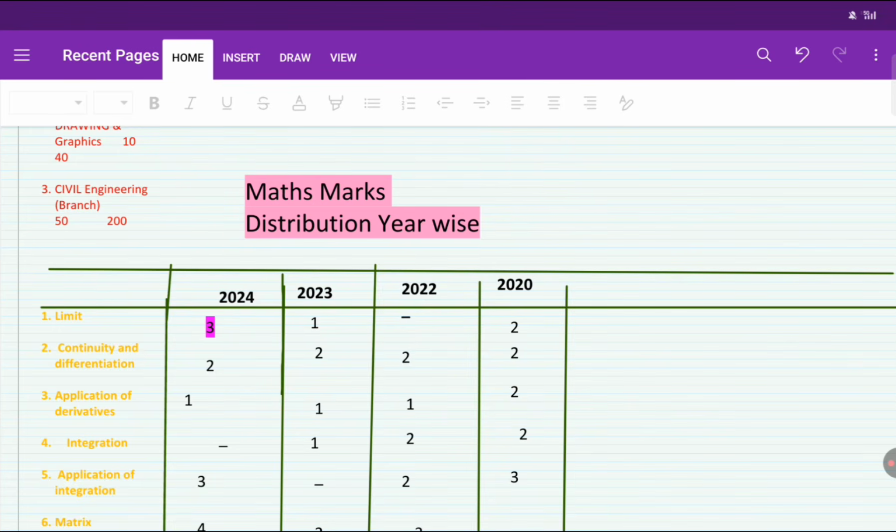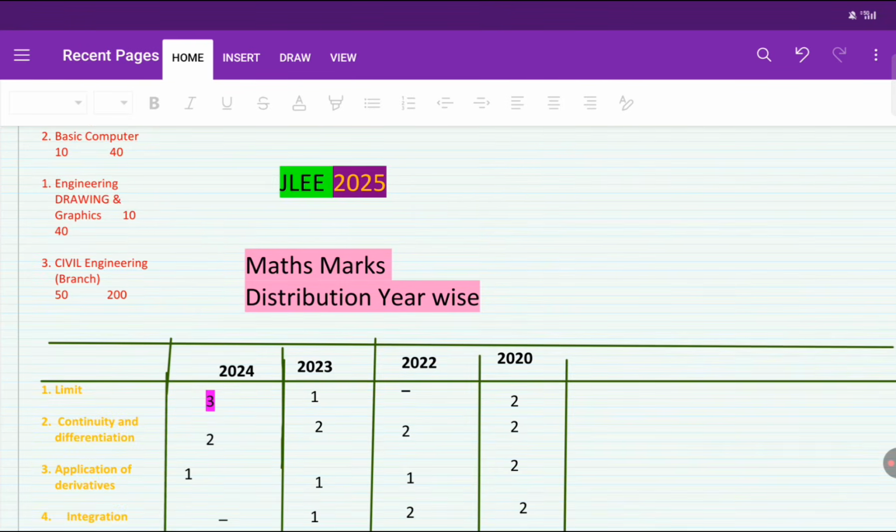This video will be helpful for those who are appearing for JEE 2025. Many of you were asking me about the mathematics portion: how will you prepare mathematics, and what are the important chapters of mathematics? So finally I come back with the marks distribution for the mathematics portion.